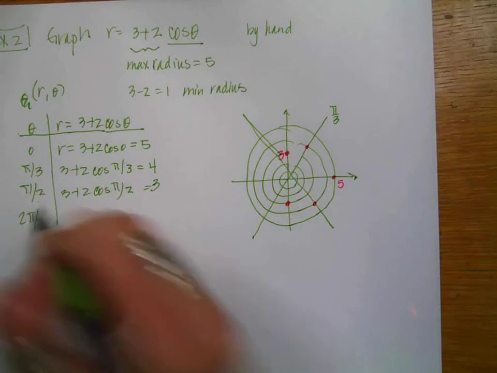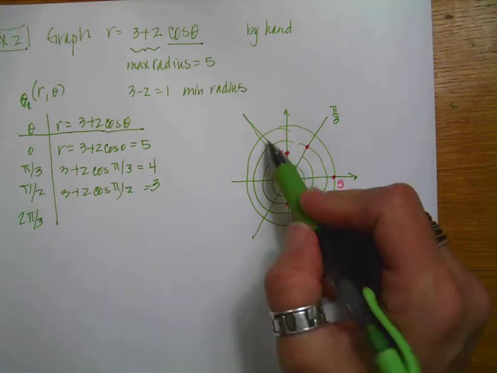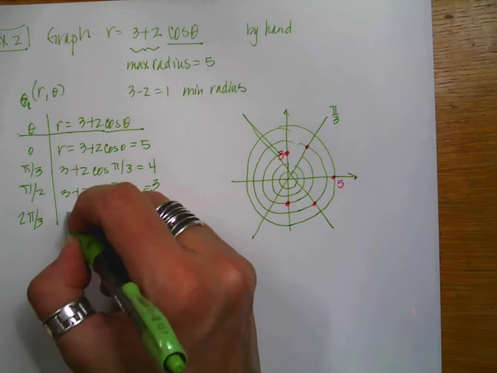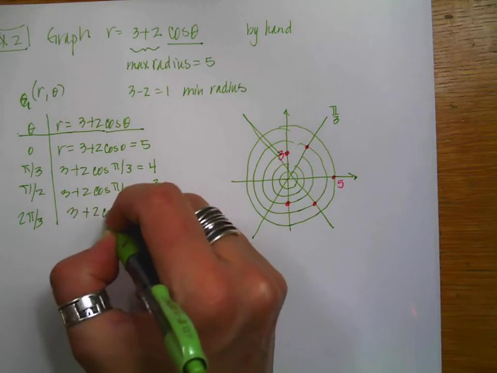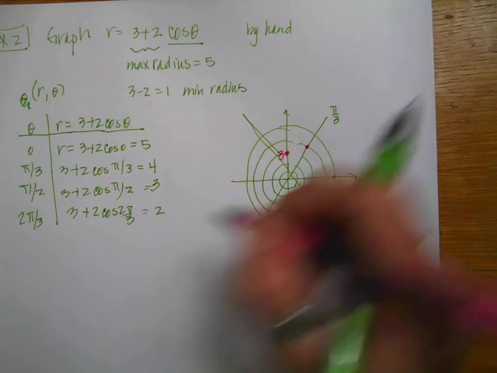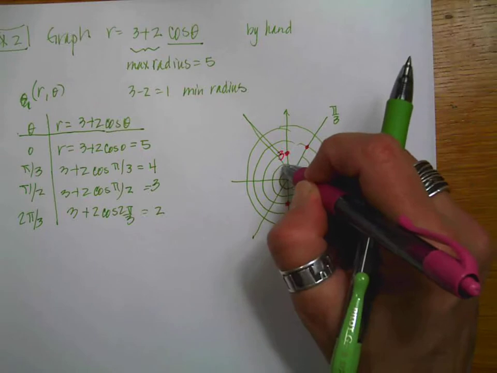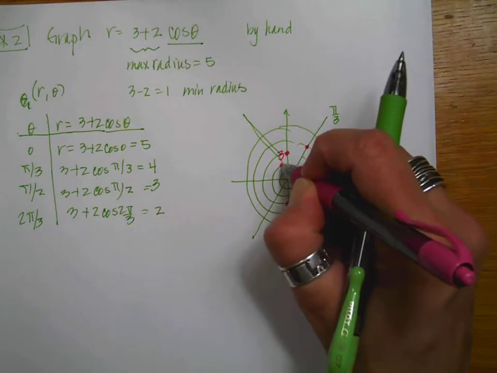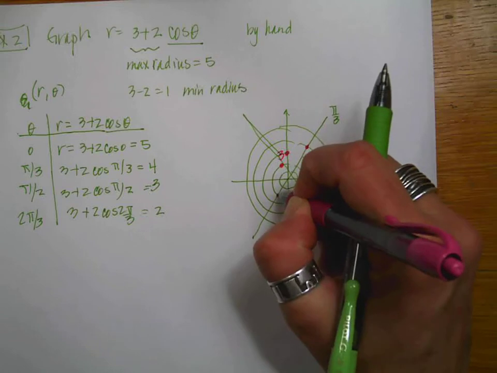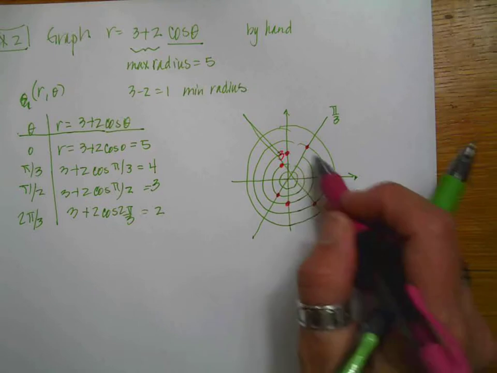My next angle that I'm going to choose is 2 pi over 3. 2 pi over 3 technically is kind of up here. My graph is rough, but when I do that math, I get 3 plus 2 cosine 2 pi over 3, and I get 2. So this is pi over 3, so this would be 2 pi over 3. Again, rough graph, we'll just apologize now. 2. When I reflect it across, it's going to go right there, 2.